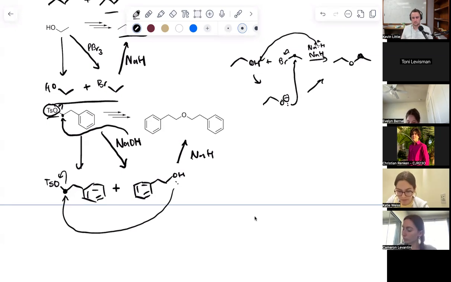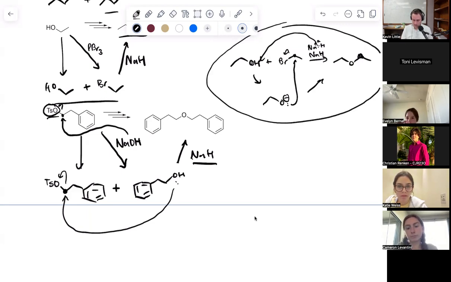What does the NaH do at the end? It's just a base. It's just a non-nucleophilic base. If we look at this mechanism here, the NaH is used to remove the proton off the oxygen so we can do an SN2.